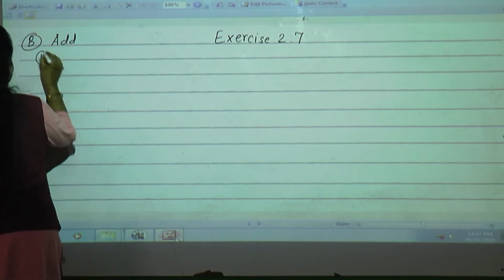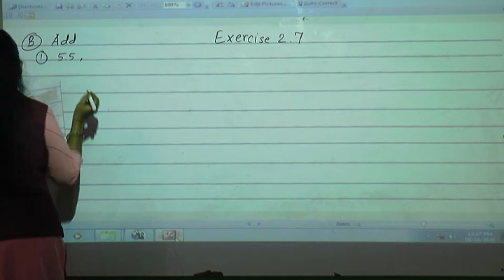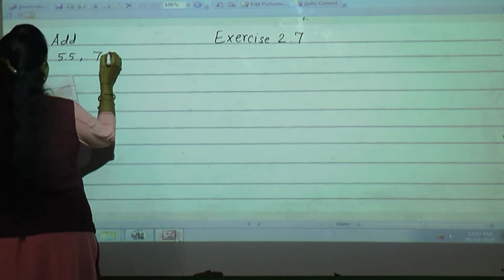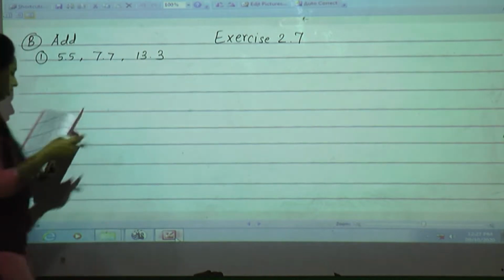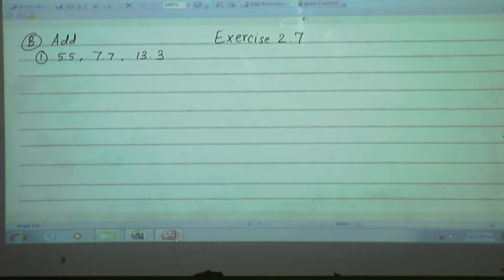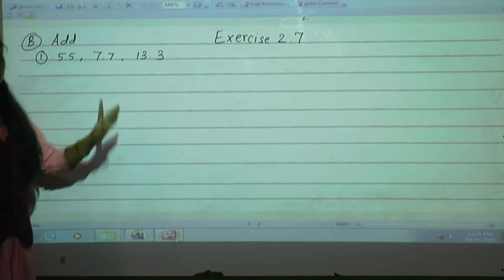We will solve the first one: 5.5, 7.7, 13.13. First we need to see whether all the numbers are like decimals, meaning after the decimal, equal digits are there. Yes, the same are there.